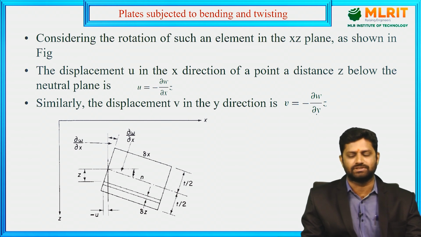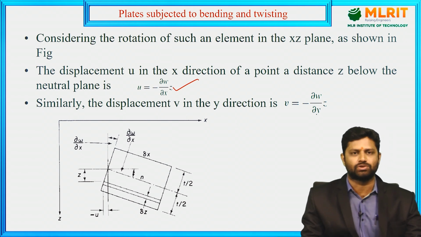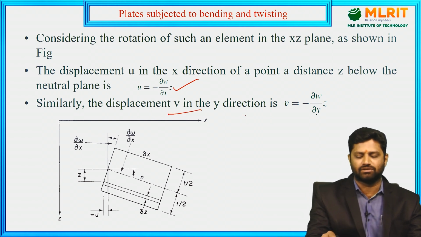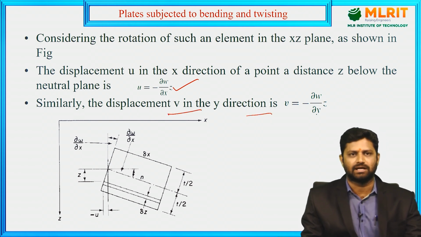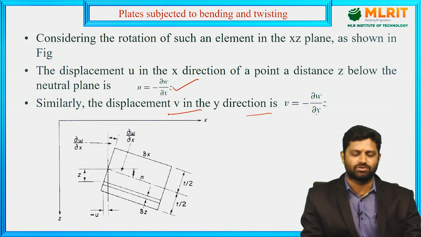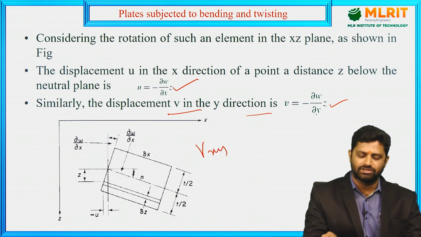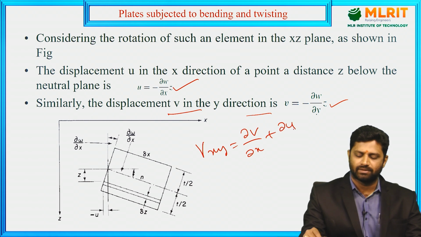in the direction of x at a distance of z below the neutral plane, that is given from the diagram as u equals minus ∂w/∂x into z. And similarly we can write the displacement v in the y direction, that is v equals minus ∂w/∂y into z. Now once we get u equals minus ∂w/∂x into z and v equals minus ∂w/∂y into z, we need to substitute in the formula for shear strain, which is equal to ∂v/∂x plus ∂u/∂y.